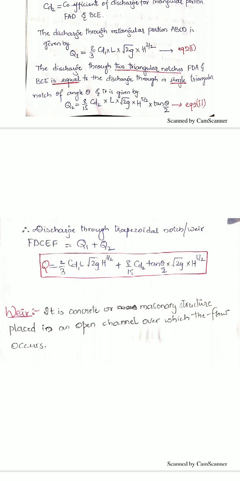So next, notches or weirs. You might have seen them in canal sections or on the waterfall side. A weir is a concrete structure placed on an open channel, over which the flow of water takes place. The derivation for a weir is the same as that of the notch.